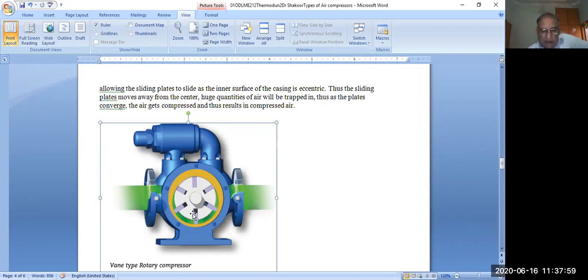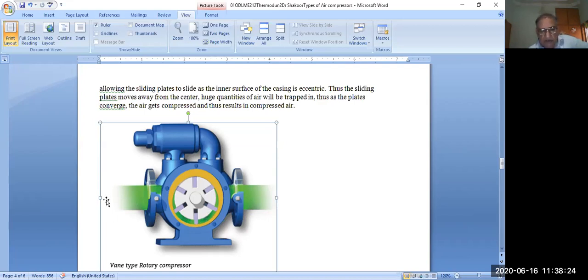In this space, since the rotor is rotating, the vanes can slide outward because of centrifugal action, so they close the space. They touch the casing from inside, and air gets trapped between two vanes in this area.